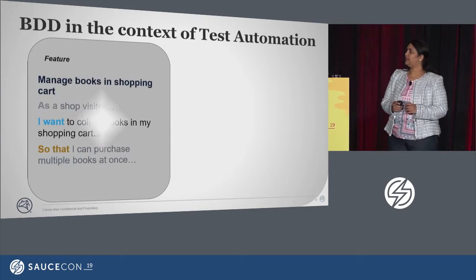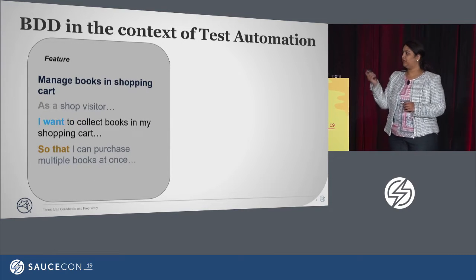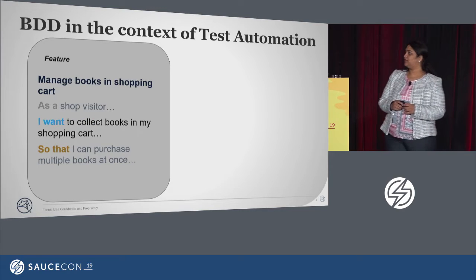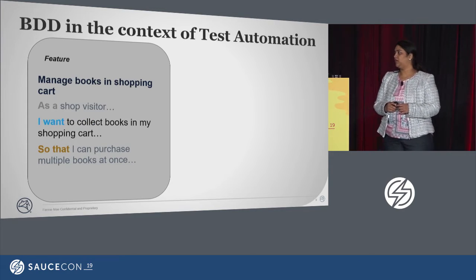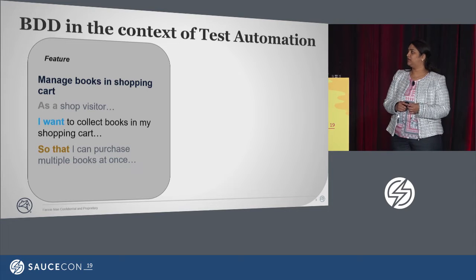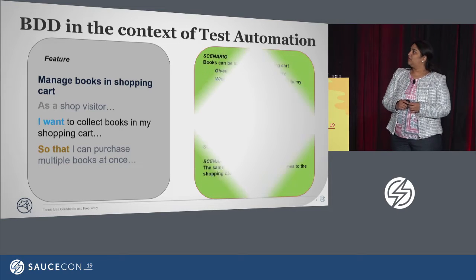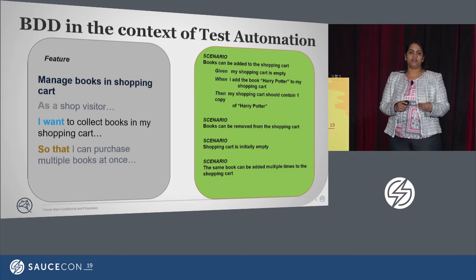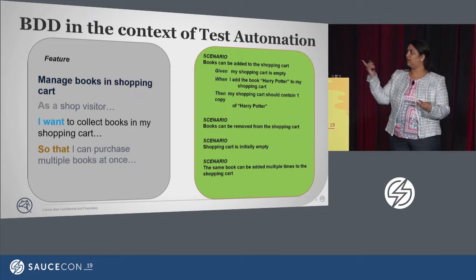This slide gives you an example to understand. For example, there is a feature: manage books in shopping cart. As a shop visitor, I want to collect books in my shopping cart so that I can purchase multiple books at once. These are converted into executable specifications in this format. The three amigos derive multiple scenarios for this particular feature in this way.